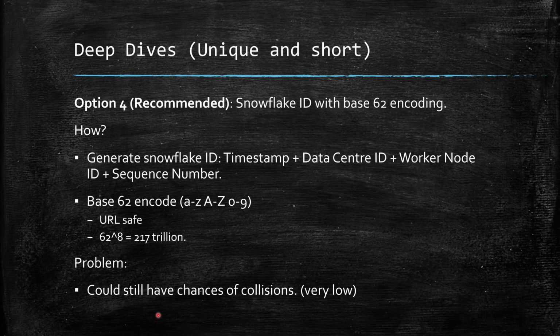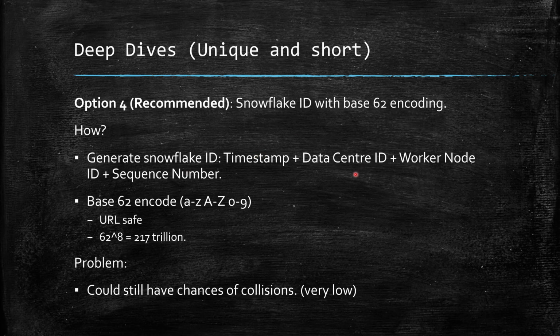Option number 4, the recommended choice here, is something known as a Snowflake ID with Base62 encoding. So I'll explain it. It's not very self-explanatory, as you can see. A Snowflake ID is a combination of these 4 things: timestamp, data center ID, the worker node ID, and the sequence number. The sequence number is basically a counter. Each machine is going to have its own counter, and the combination of timestamp, data center ID, and worker node ID is going to be unique for each machine. That's how the Snowflake ID is generated.